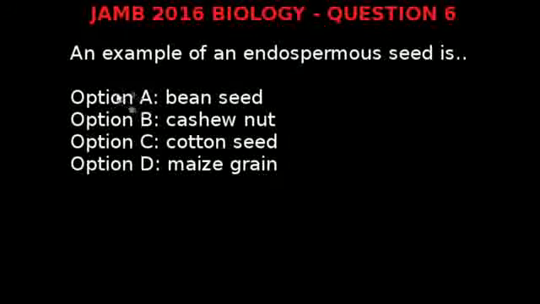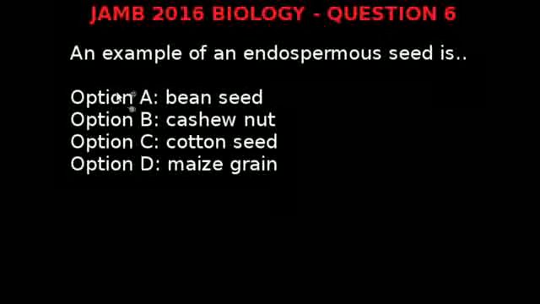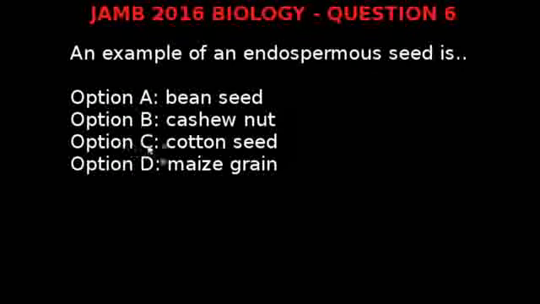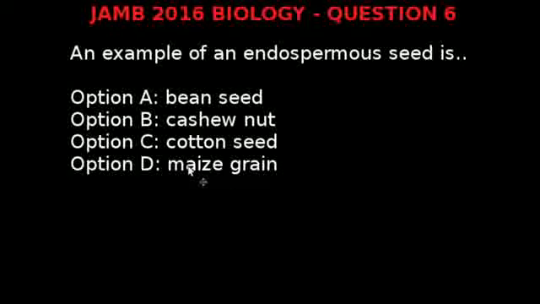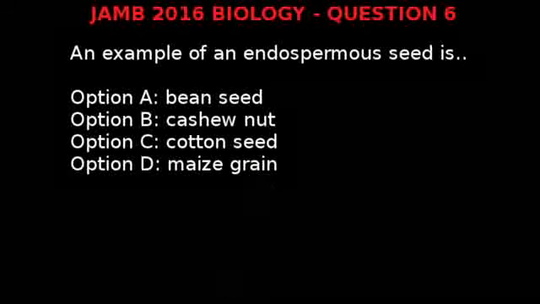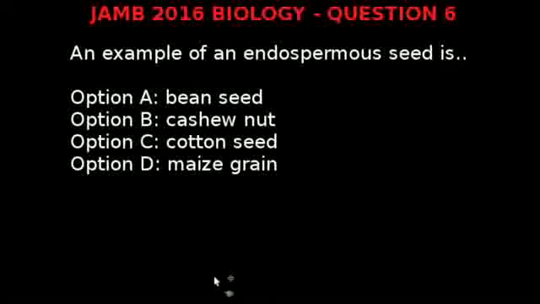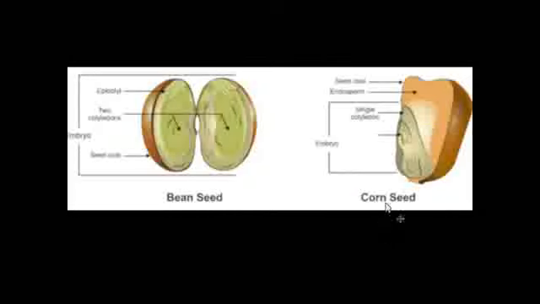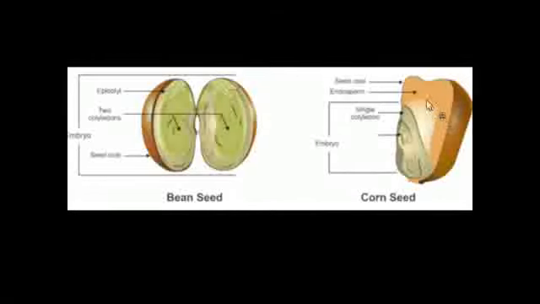JAMB 2016 Biology Question 6. An example of an endospermous seed is option A, bean seed, option B, cashew nut, option C, cotton seed, option D, maize grain. To answer this question, let's take a look at what an endospermous seed is. Endospermous seeds are those seeds that have an endosperm in the mature seed. It is fleshy, oily, and surrounds the embryo. It functions as a sole food storage organ.